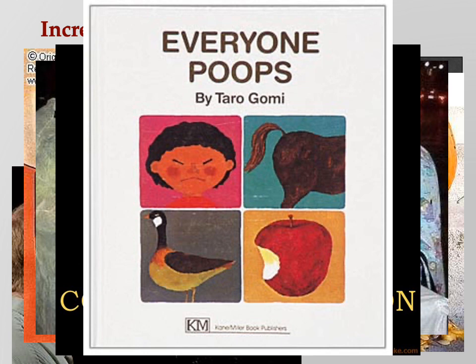And Everyone Poops. This is a really cool book if you've never seen it. It's a kid's book, but oh my gosh, is this a wonderful book. You should check it out. Read it sometime. It's about how humans and animals, everybody poops, and it explains what poop is for, and so on. It's a good book for kids. It takes all the mystery out of it. So there you go.